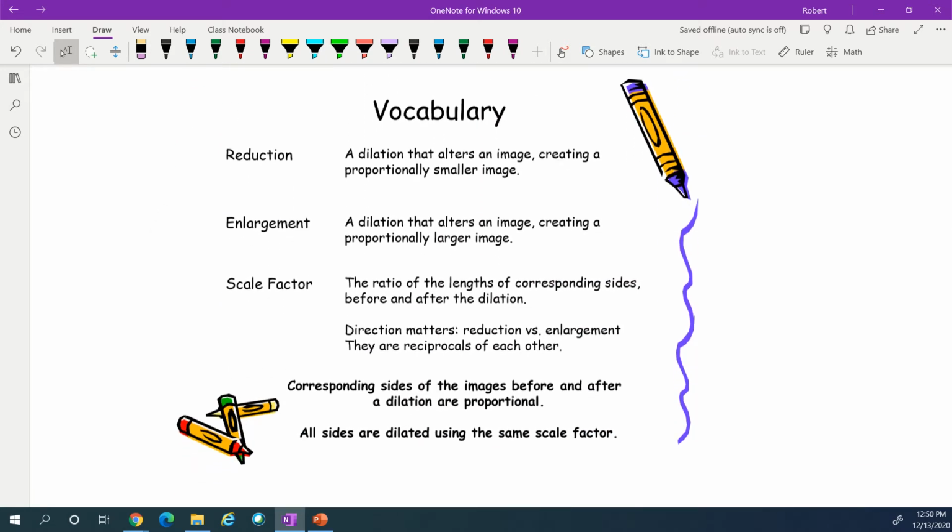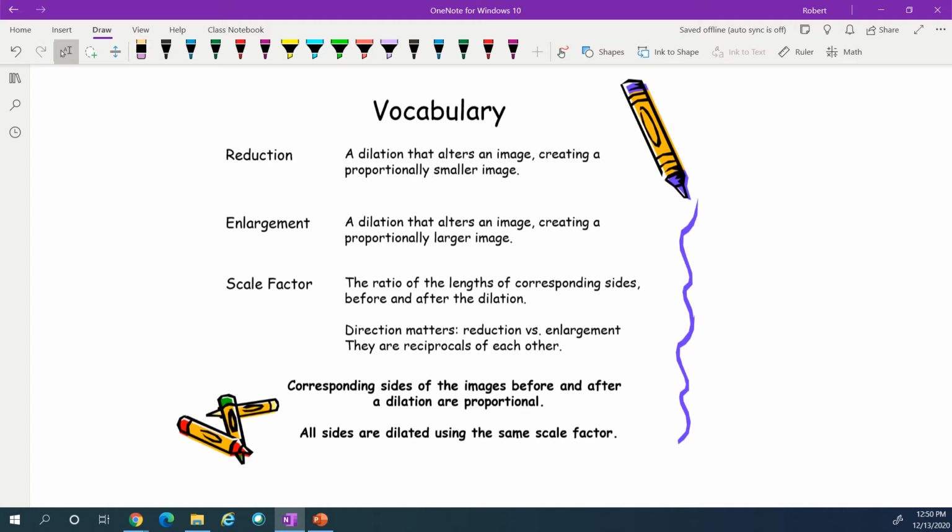So some basic terminology, we have a reduction of getting smaller and an enlargement getting bigger. Now these are proportional. If we double the width, we have to double the height. If we cut the width by a fifth, then we have to cut the height by a fifth. We can't just do it in one dimension. A coordinate plane is 2-dimensional, so we have to do it in both dimensions. And as we just discussed, scale factor.